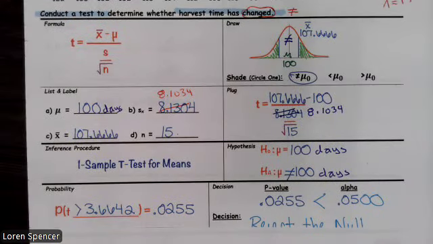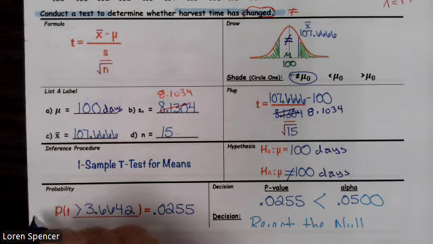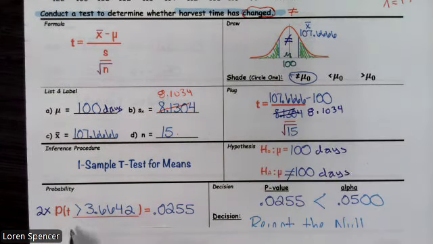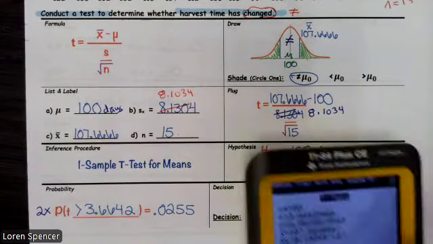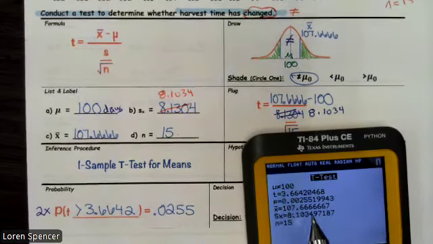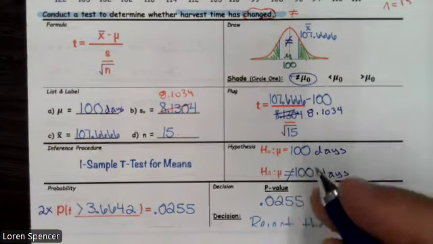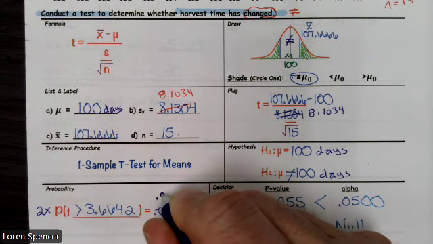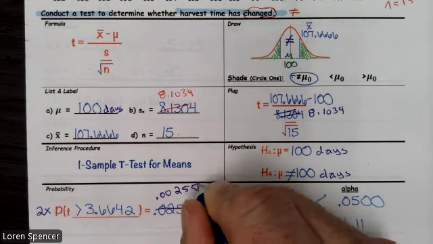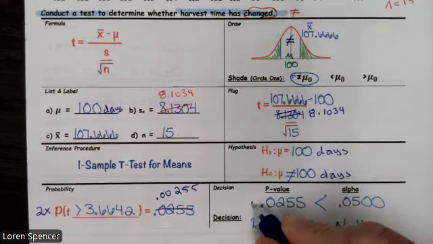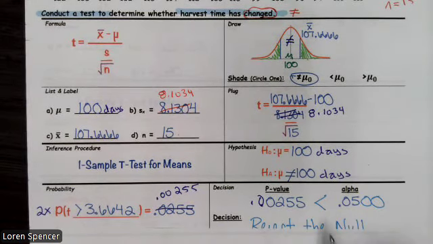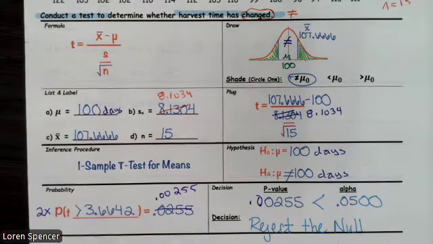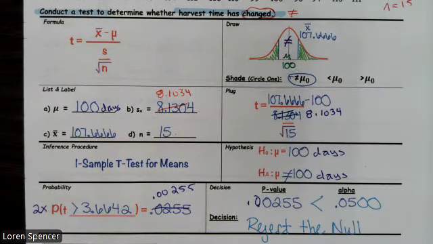So this needs to be a 2 times out front. Don't forget that. Anytime you're working with a not equals, it needs to be 2 times. And we have 0.00255. And that's less than the 0.05. So we're going to reject the null. All right, so that's our decision on this one, is to reject the null.